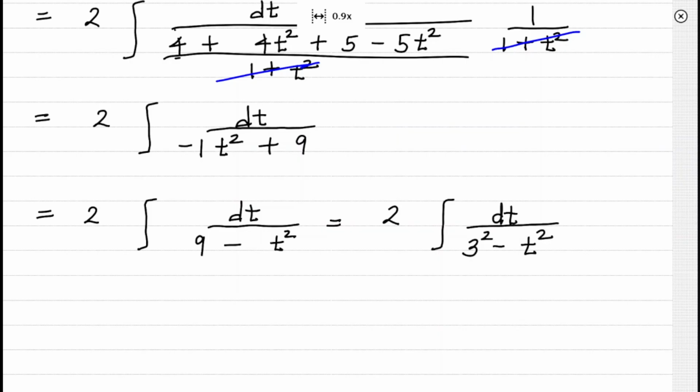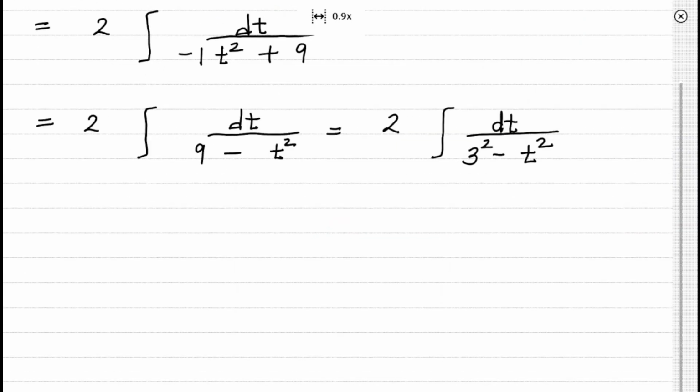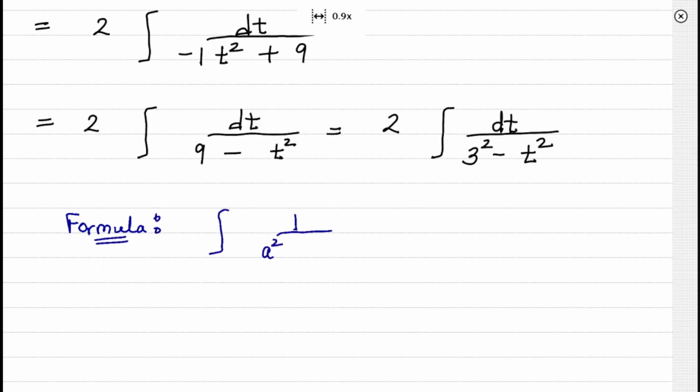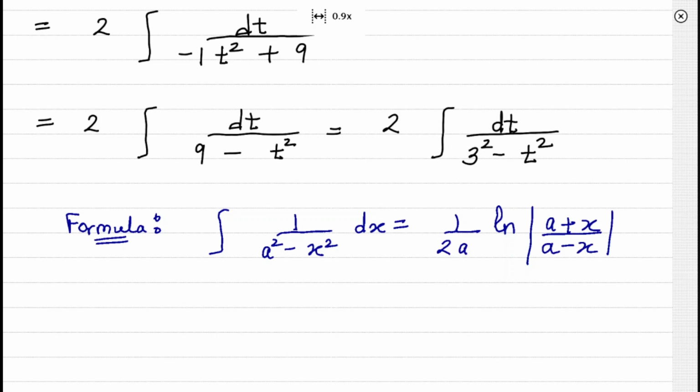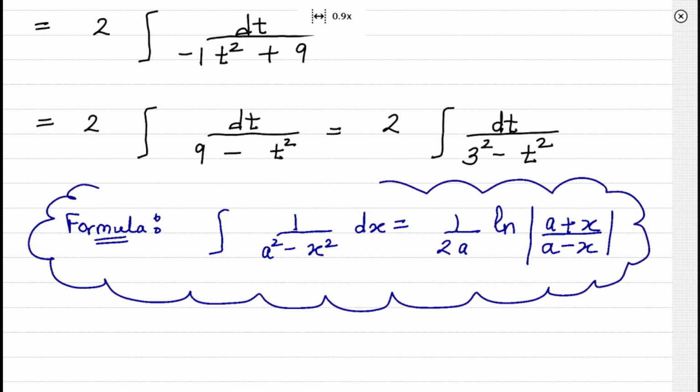Now in integral, there is a formula for this. Let me write it over here. The formula to integrate 1 over a square minus x square with respect to x is 1 over 2a ln of a plus x divided by a minus x. Remember this formula. Okay, so let me highlight that formula over here. So we'll apply that formula in this integral.